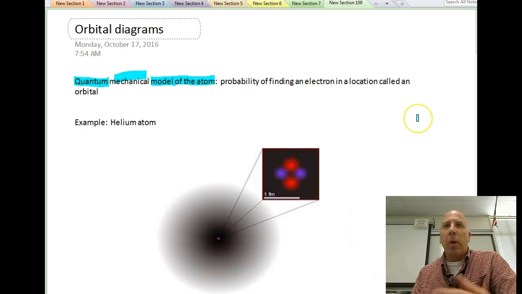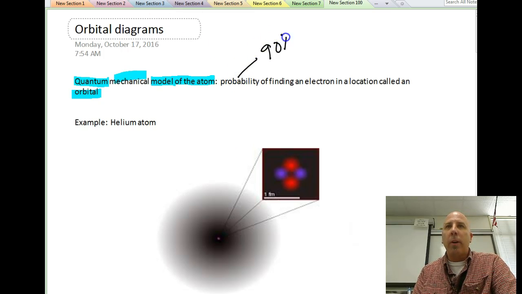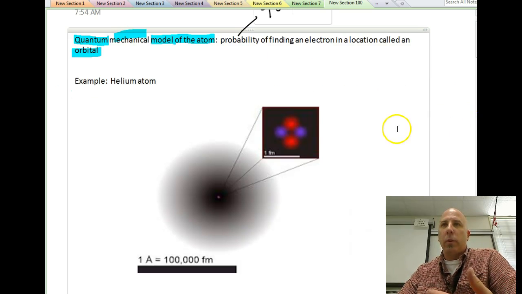Essentially what it says is that there is a probability of finding an electron in a location, and that location is called an orbital. When we talk about probability, we're talking about a percentage of the time that we could find an atom in a certain location.